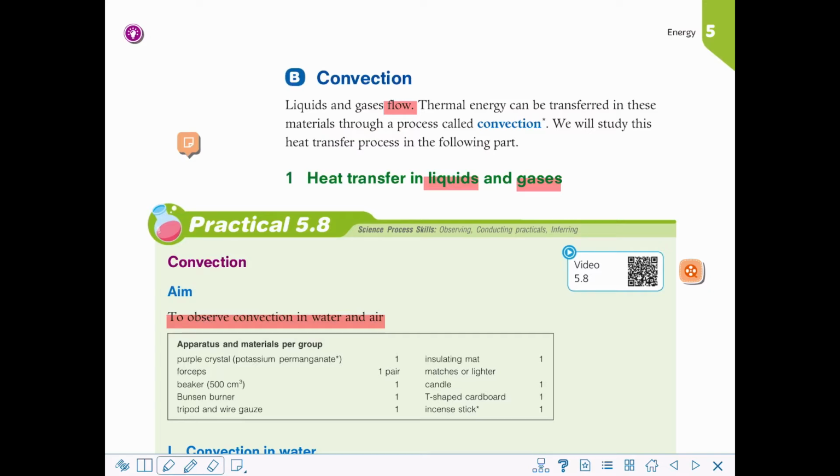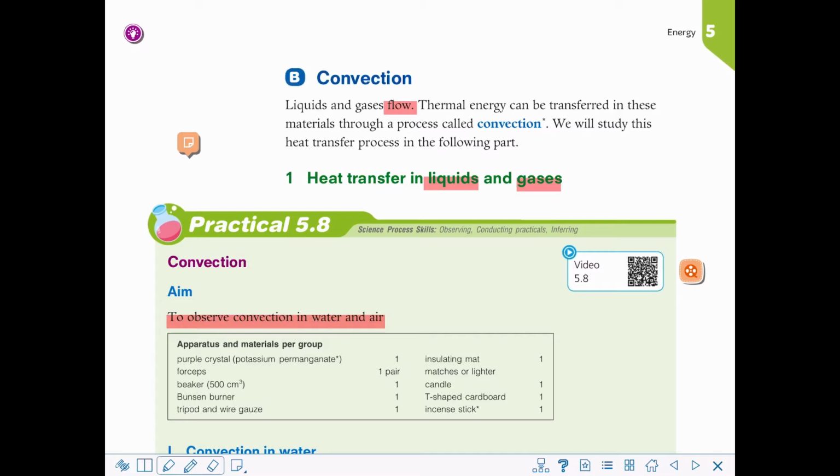Now, let us have a look at one of the three processes of heat transfer, convection. Liquids and gases flow. Thermal energy can be transferred in these materials through a process called convection. We will study this heat transfer process in the following part. Heat transfer in liquids and gases.